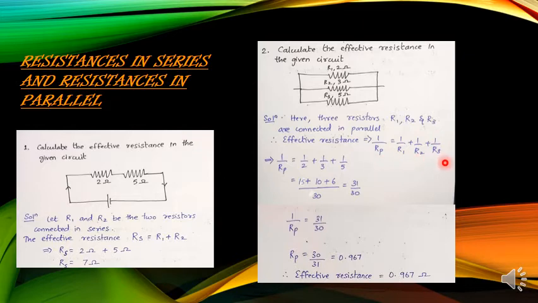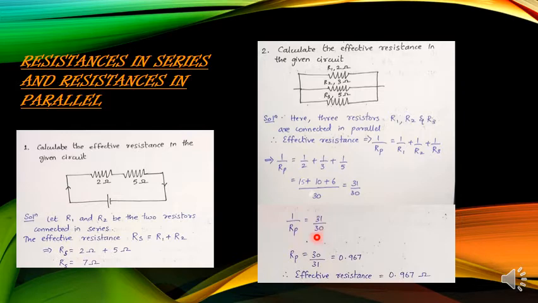Then substitute the values of R1, R2 and R3. It is going to be like this. 1 by Rp is equal to 1 by 2 plus 1 by 3 plus 1 by 5. All of you know how to take LCM, isn't it? LCM of 2, 3 and 5 is 30. And simplification after LCM will make the numerator like this. That is 15 plus 10 plus 6. And the sum of these three numbers is 31. So it is going to be 31 by 30. And this is the value of 1 by Rp. So 1 by Rp is 31 by 30.